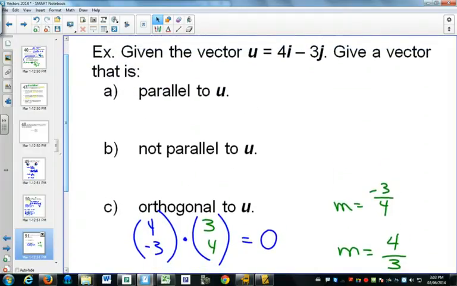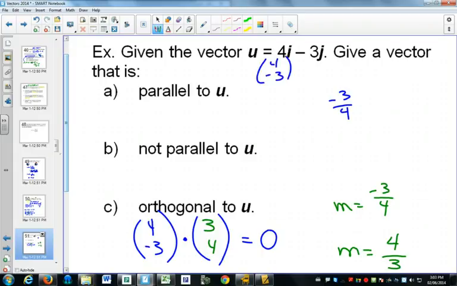That leaves us with either parallel or not parallel. Did you just put any two numbers for not parallel? Possibly, but what happens if you'd picked something that was parallel in your two numbers? How would you check? Well, here I've got negative 3 and 4, because my vector u is 4 and negative 3. If my slope was negative 3 over 4, and it was parallel, what do you know about the slopes? Has to be the same.